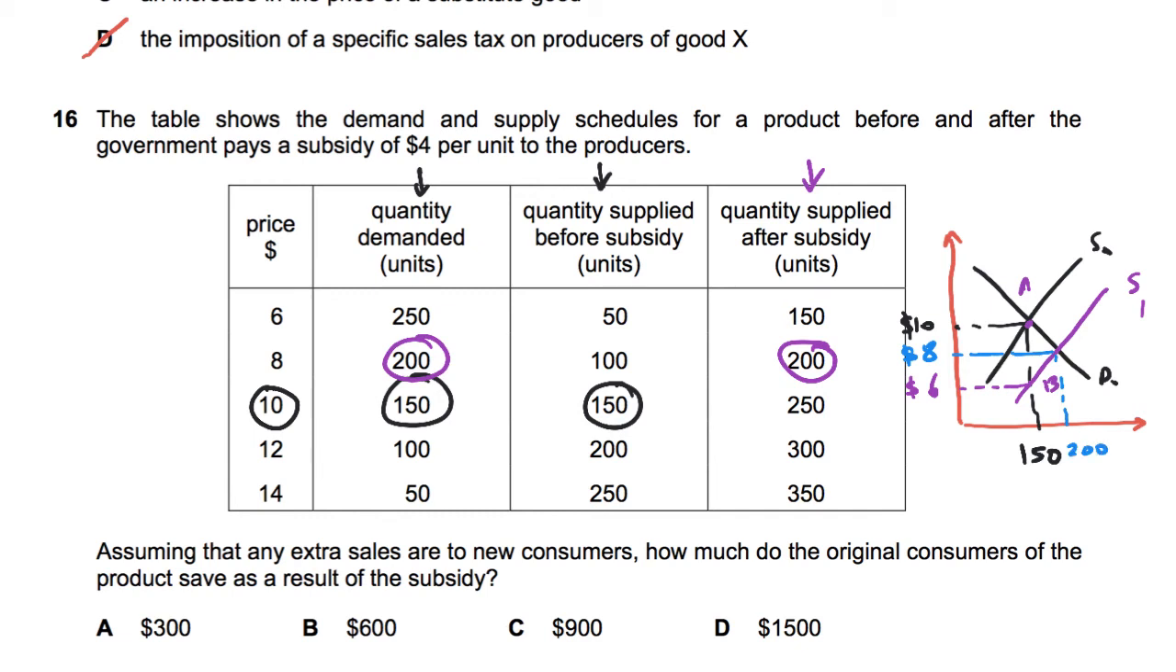Now what the question is saying is that this extra quantity is bought by the new consumers. So this 50 is bought by new consumers, but the original consumers, who were buying 150, are now finding the price to move from 10 to 8. So they save $2 for the 150 that they were buying, which means it's 2 times 150, which means they are saving $300. So A is the right answer.